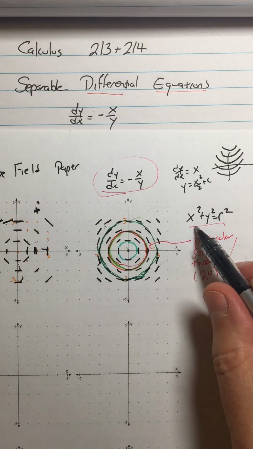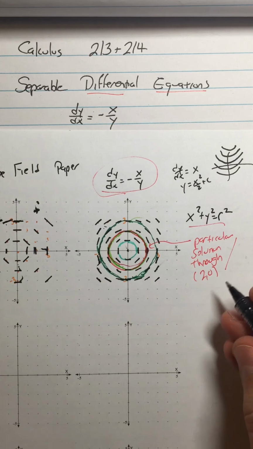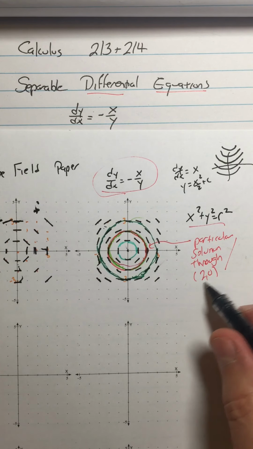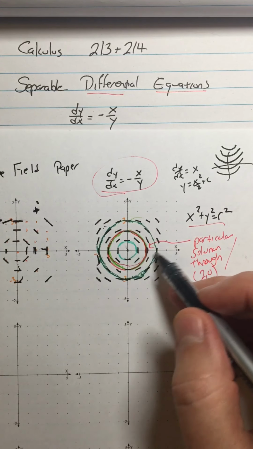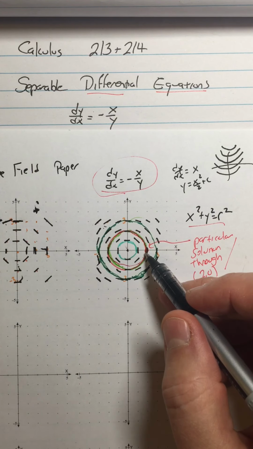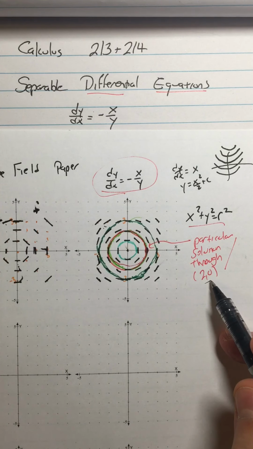So I knew that I had something of the form x squared plus y squared equals r squared. And if I knew a particular solution, a particular point that it passes through, then I would know which of the infinitely many circles is the solution that goes with this differential equation and this particular condition. Sometimes called an initial condition, but I think that is a misnomer.